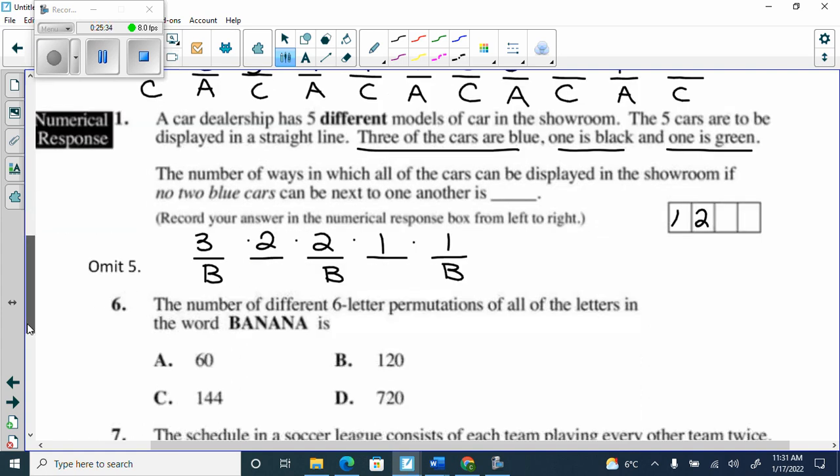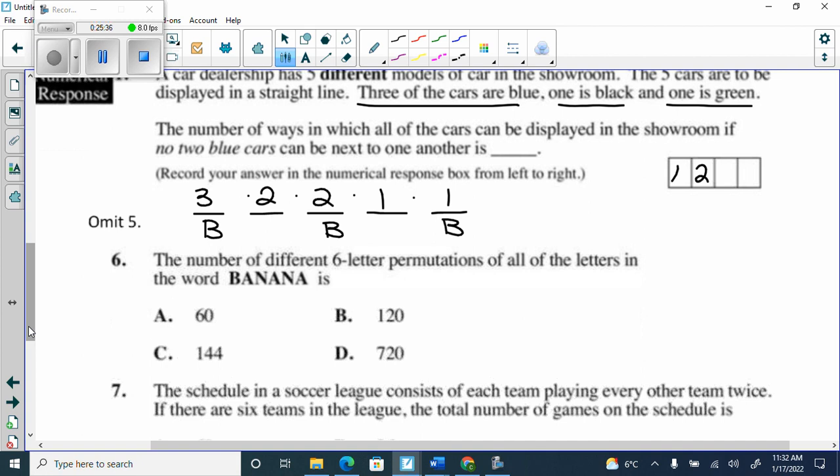Now, this one here I want to go over before you pack up. The number of different 6-letter permutations of banana. B-A-N-A-N-A. So banana is 6 factorial, just like that other word was, but what do I have to remember to do? Divide by 3 factorial and 2 factorial in brackets. Remember, if you don't do it in brackets, guys, it's going to go 6 factorial divided by 3 and then times it by 2, which is not what you want.